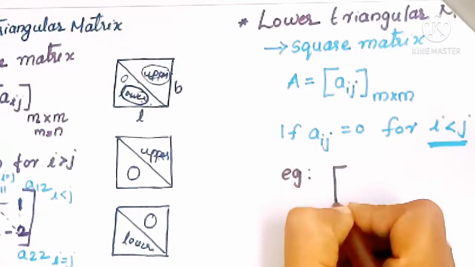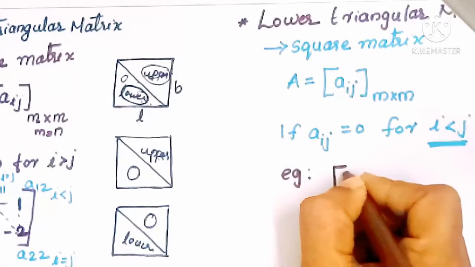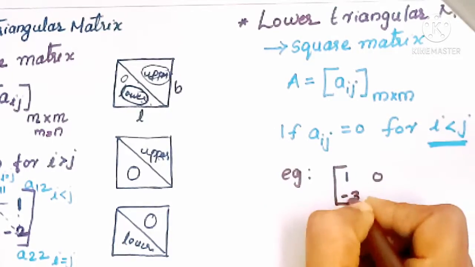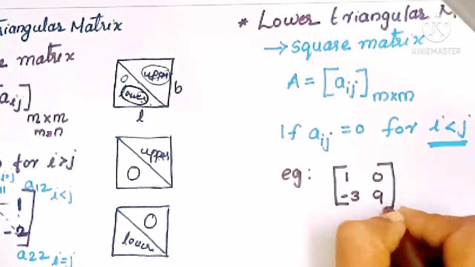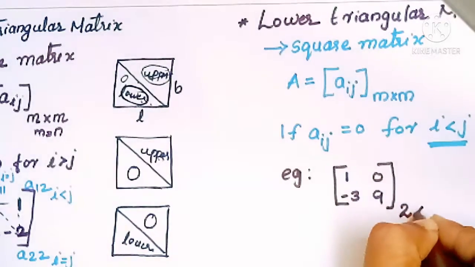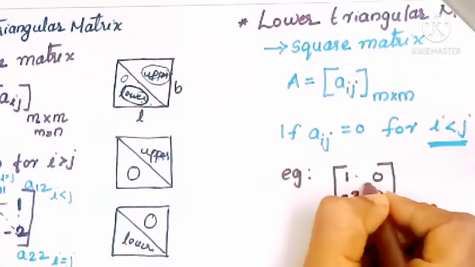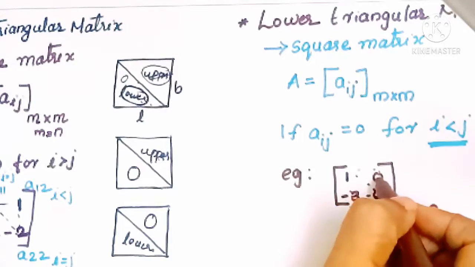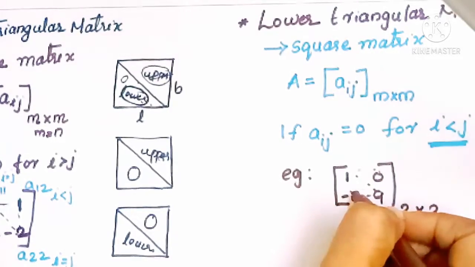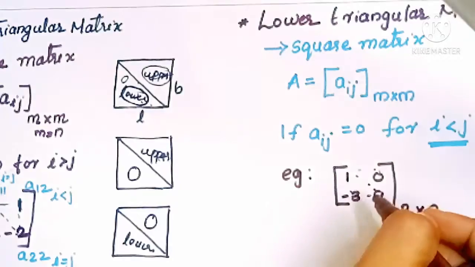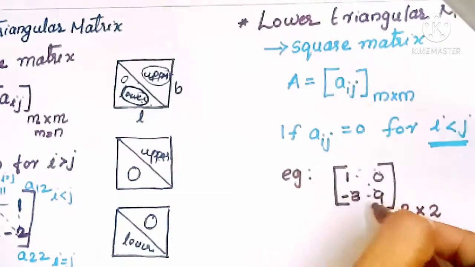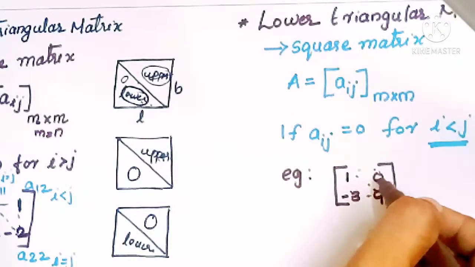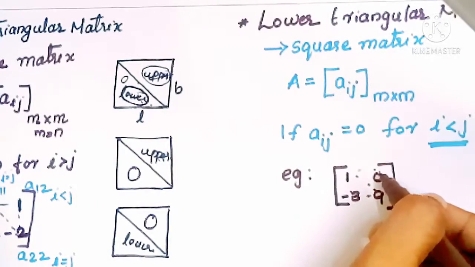Here also consider a 2 by 2 matrix: 1 0, 3 and 9. So this is an example of a lower triangular matrix. If you divide it into two triangles, this is your upper triangle, this is your lower triangle. If you consider this square matrix, here we have non-zero elements only in the lower triangular area. If you consider the upper portion, here the elements become 0.